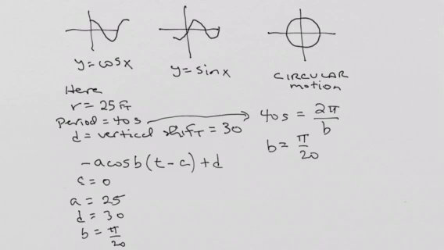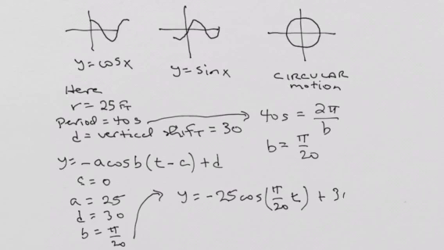So we can stick all that into this template for our function. I should really put y equals there. We're going to get y equals negative 25 cosine of pi over 20 t. No phase shift, so I can just go ahead and put t in there, plus our vertical shift of 30.